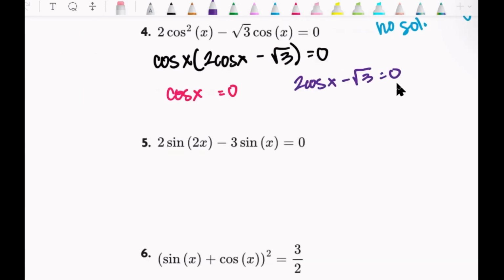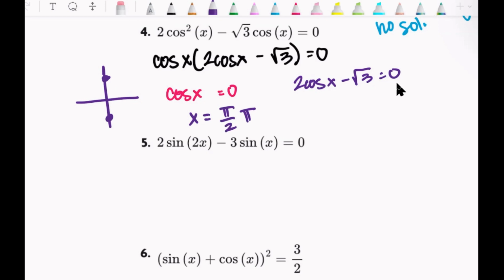Okay, on the left-hand side, some of you recognize cosine of x being 0 here and here, because they're asking where is x 0, right? When do you not move left and right? So x here is going to be pi over 2 plus 2 pi k, and 3 pi over 2 plus 2 pi k.